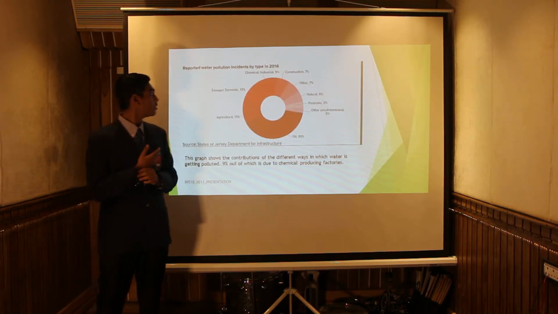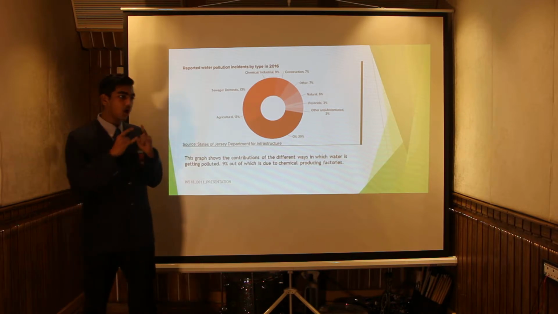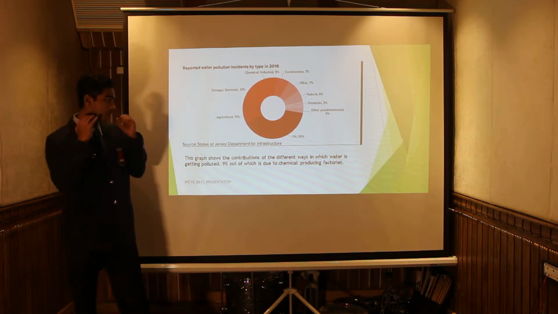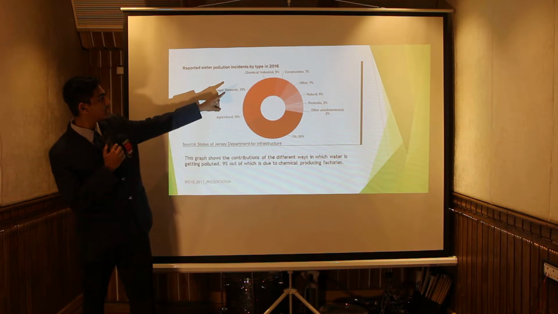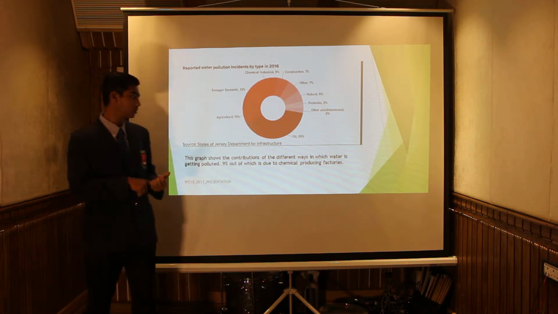Next slide. Okay, so these are the statistics which show the amount of water pollution, how chemical producing factories are affecting the water in the United States. As you can see, chemical industries give a 9% contribution to water pollution. Next slide please.